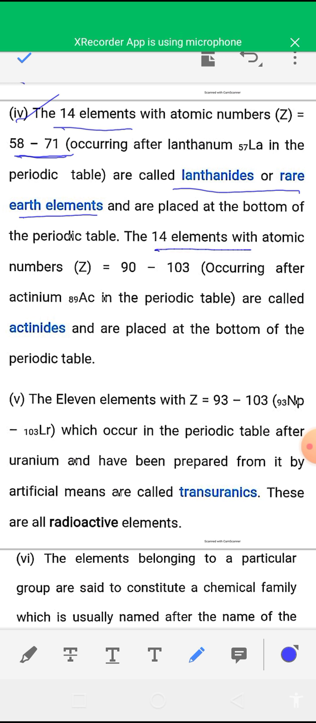And the 14 elements with atomic numbers 90 to 103, that is, thorium to lawrencium, are called actinide elements, and they are also placed at the bottom of the periodic table.